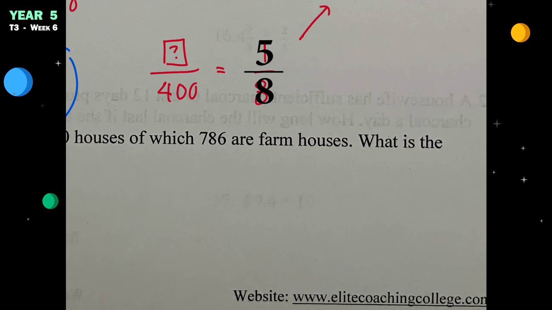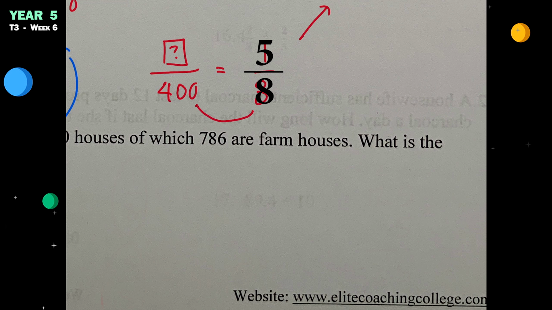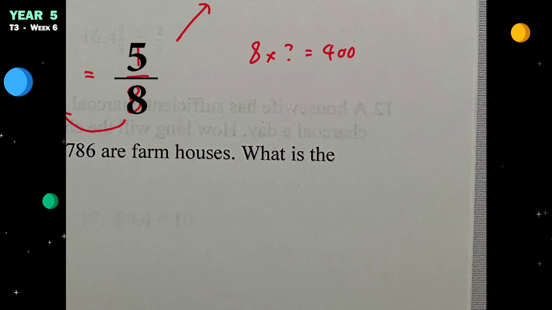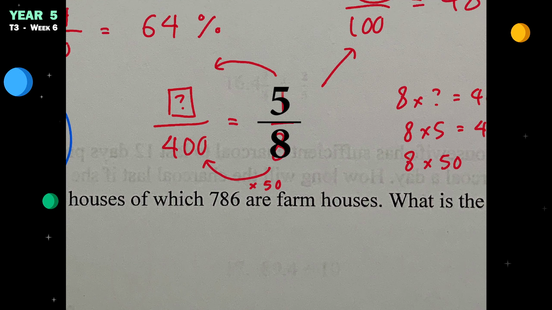Okay, so how do I go from 400? Actually, you know what? Let's just go backwards. How do I go from 8 to 400? 8 times what gives me 400? I know 8 times 5 gives me 40. If I want 400, that must mean 8 times 50 then, isn't it? That means to go from 8 to 400, I must multiply by 50, which means I must multiply the top number by 50 to get this unknown thing there.